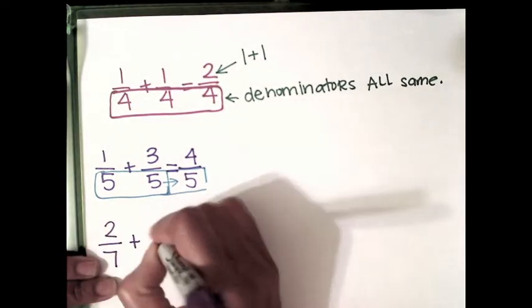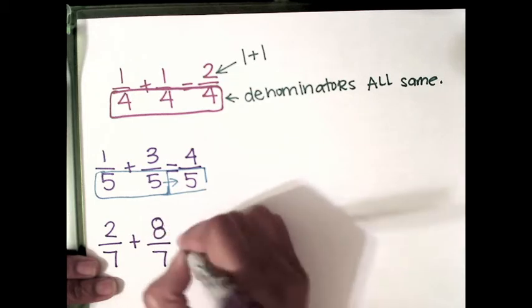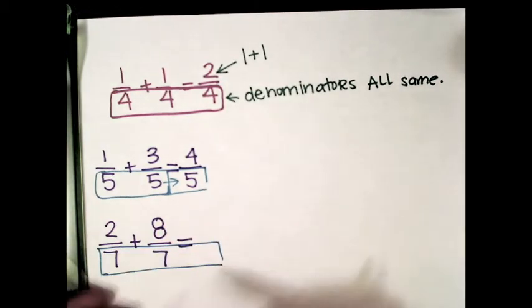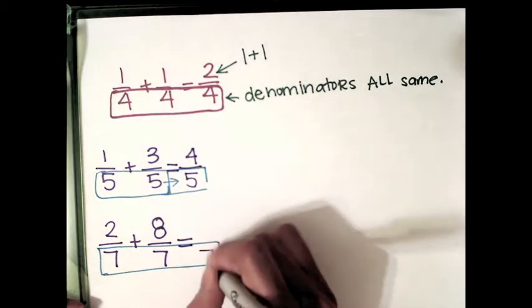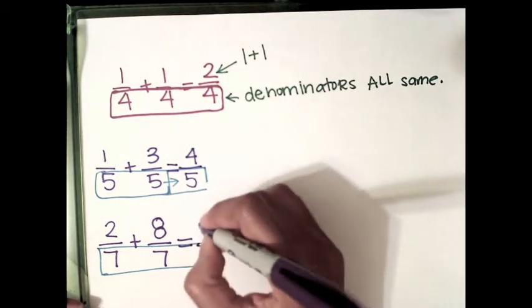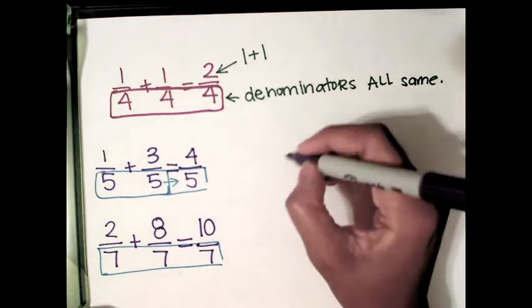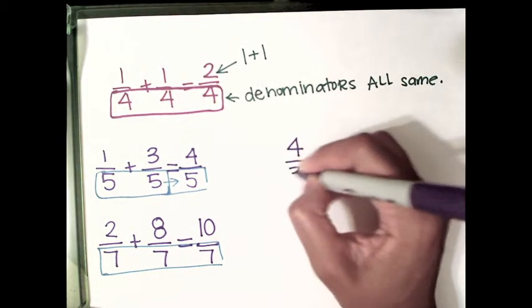Now if I have 2/7 plus 8/7, both of my chocolate bars are split into 7 equally sized pieces, so I can keep that as my denominator. And for my numerator, I'm going to add the 2 slices I have of one to the 8 slices I have of the other. 10/7.